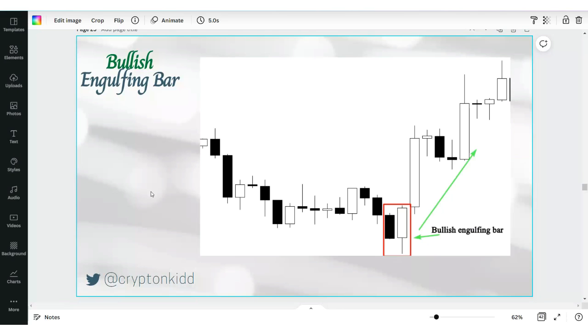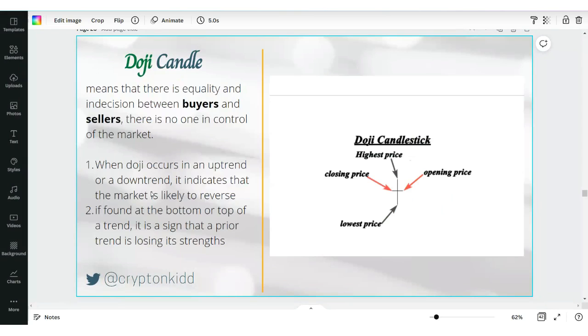And just immediately after, what happens? The market began to move in an opposite direction. And that was the trend reversal. So number two, it means there's about to be a reversal of the previous trend. So if the previous trend was a downtrend, it means now there's about to be an uptrend of the price action of that token. Here we talk about Doji candle.